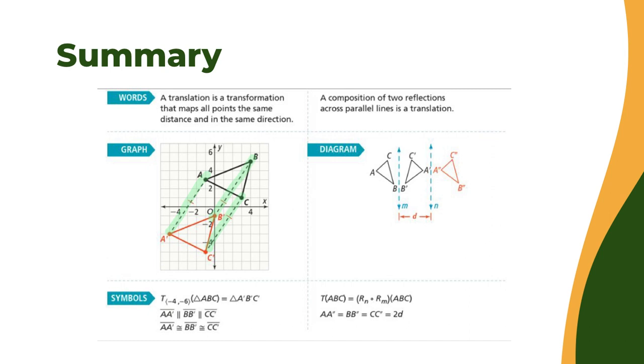Okay, the other thing was we can write a translation as the composition of two reflections. We can flip it once and then flip it twice, and that will be the same as just having slid it over. And remember that the distance from A to A prime, B to B prime, and C to C prime will all be the same, and it will all be twice the distance between the two lines of reflection.